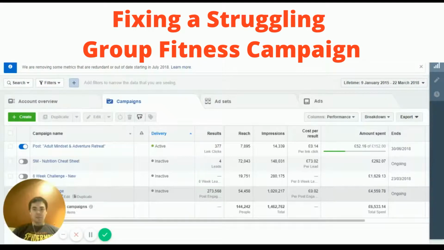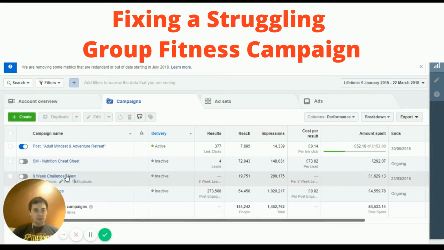I just wanted to share with you my process for diagnosing struggling campaigns, and I'd like to show you in real life how I would go about fixing something like this. So there's obviously a lot of money spent with not a ton of results. And whenever that happens, it's a matter of following the trail of traffic and finding out where it's stopping.